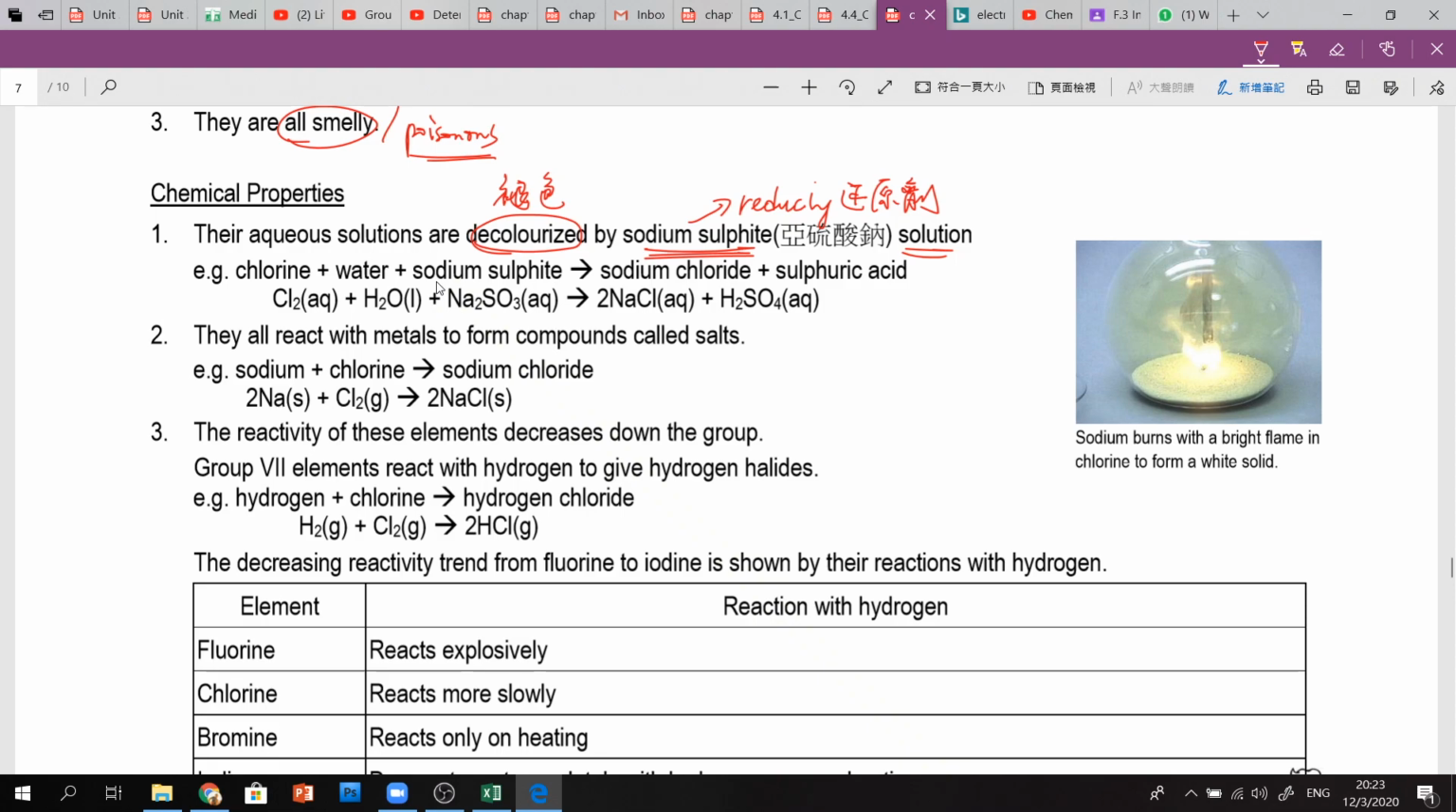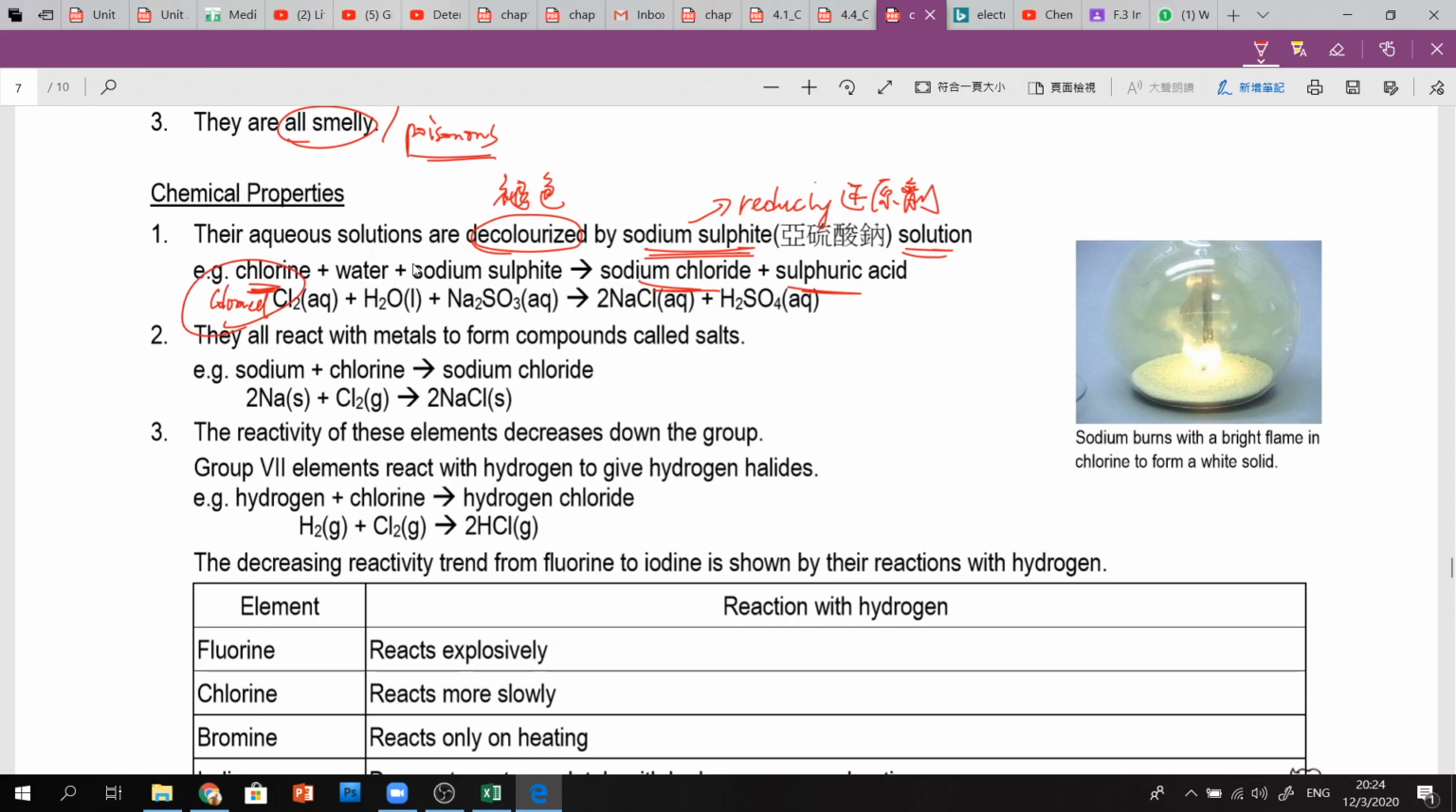The reaction is a little bit complicated. I don't expect Form 3 students to memorize this, just appreciate it. Chlorine reacts with water and potassium sulfite to form potassium chloride and sulfuric acid. The focusing point is on the color. Chlorine or the other halogen is colored, but the remaining substances, including the two products, are colorless, so we call it decolorization.